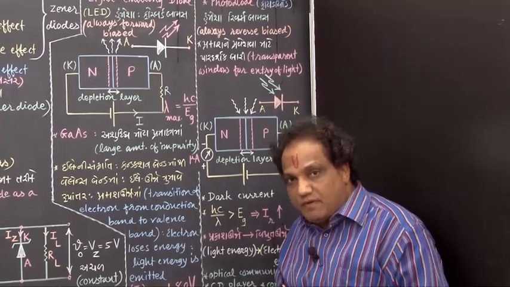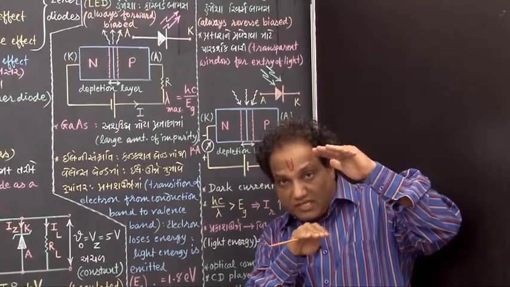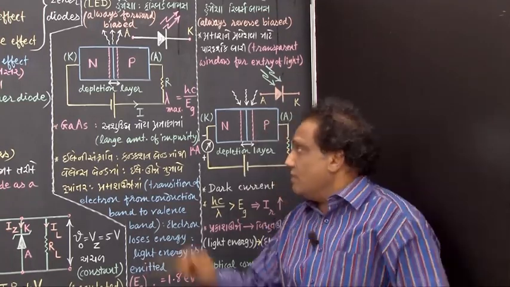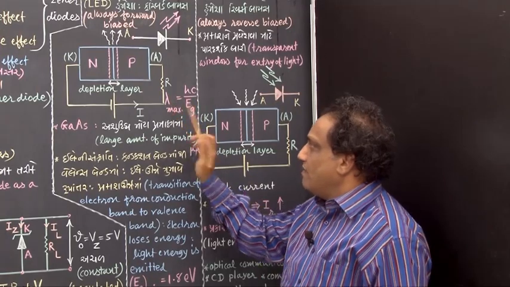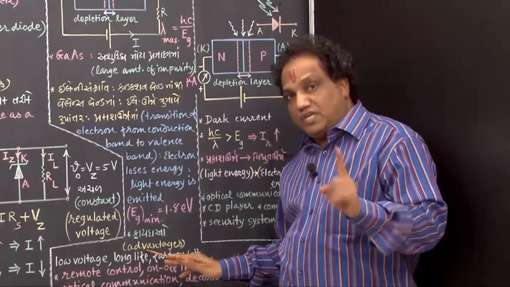Why is this energy minimum? Because you are taking the difference in energy between two closest energy levels, one in the conduction band and one in the valence band, correct? Because this value is minimum, this has to be maximum. Okay. What are the advantages of using LED?